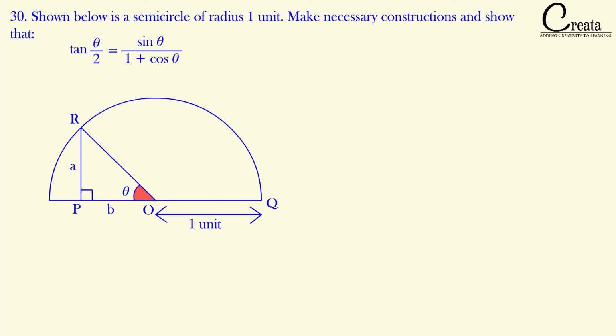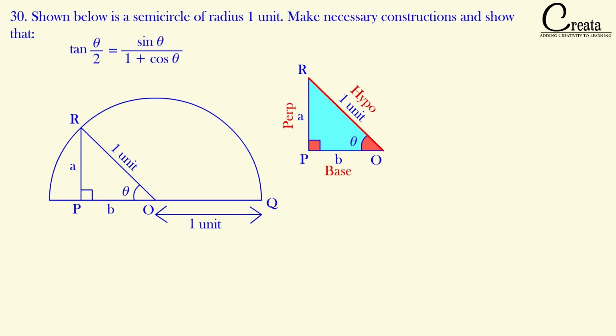Further, here this angle is given as angle theta and this is 90 degrees. It means it is a right angle triangle, and we can apply the trigonometric ratio formulas. Here the side RO is the radius of the circle, which is given as 1 unit. Further, RP is the perpendicular for this triangle, the side opposite to the trigonometric angle, and PO is the base of the triangle, as it is the side between the trigonometric angle and the 90 degree angle, and RO is the hypotenuse of this triangle, which is 1 unit.